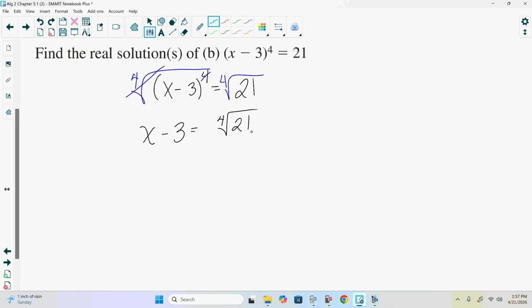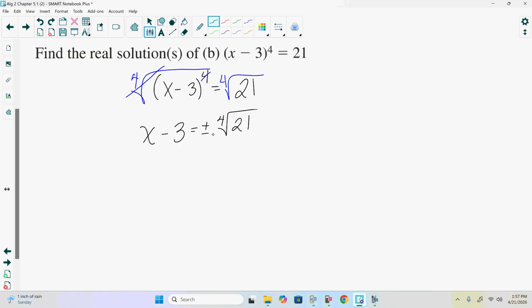Now we do need to follow our root rules. We took the even root of a positive number, yes? If I take an even root of a positive number, we should have 2 real roots. We should have a positive case and a negative. Whenever we take the even root of both sides, we have to put that plus or minus. So we're saying that x minus 3 can equal the positive fourth root of 21, and it can equal the negative fourth root of 21. We do have both cases. Questions on this so far?